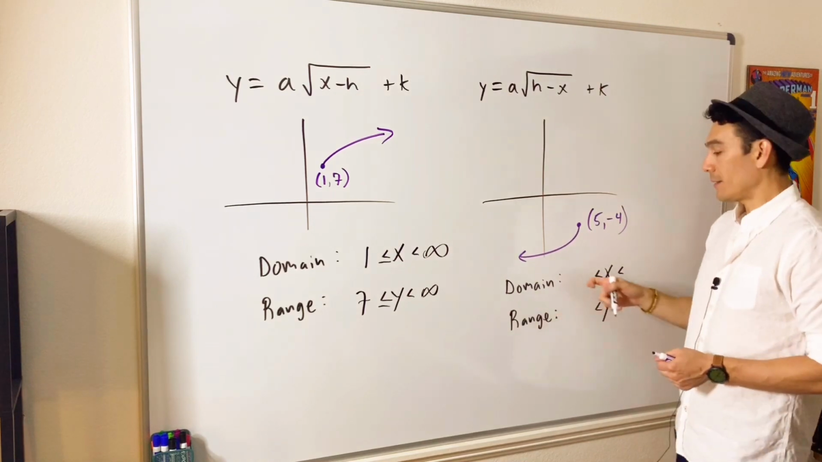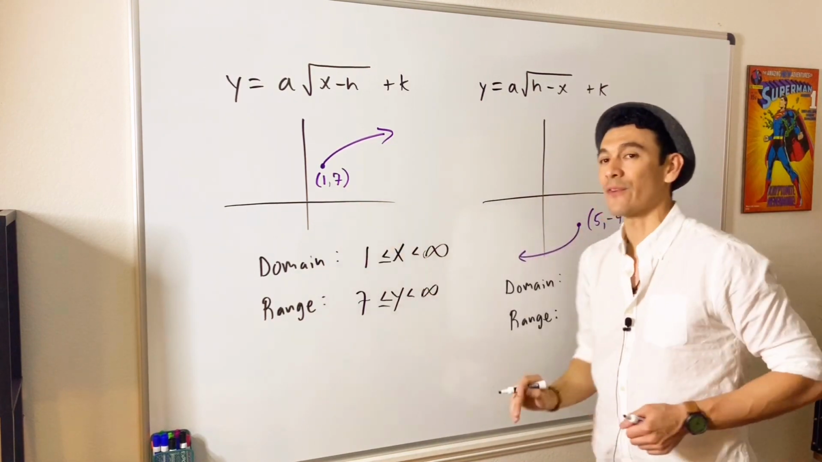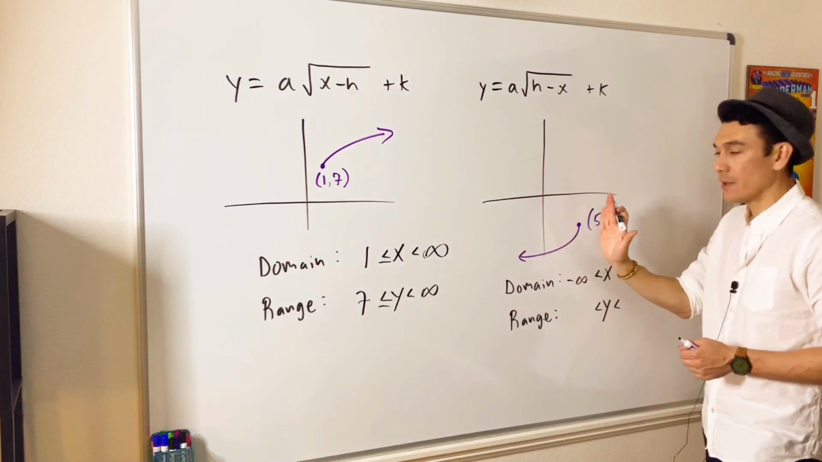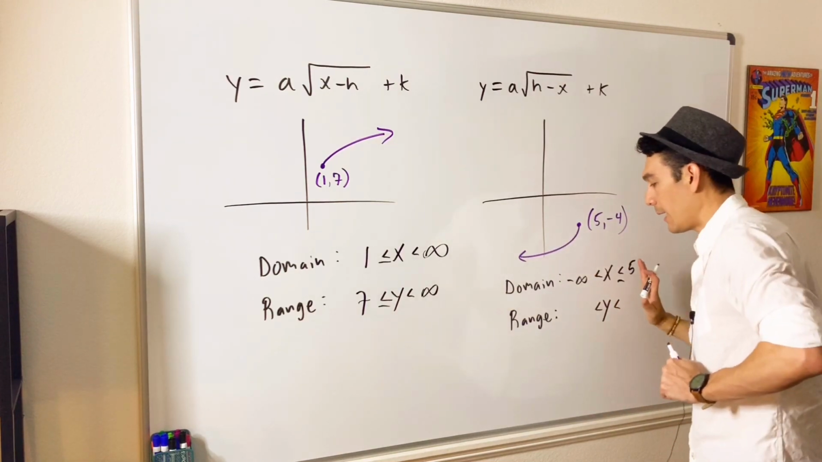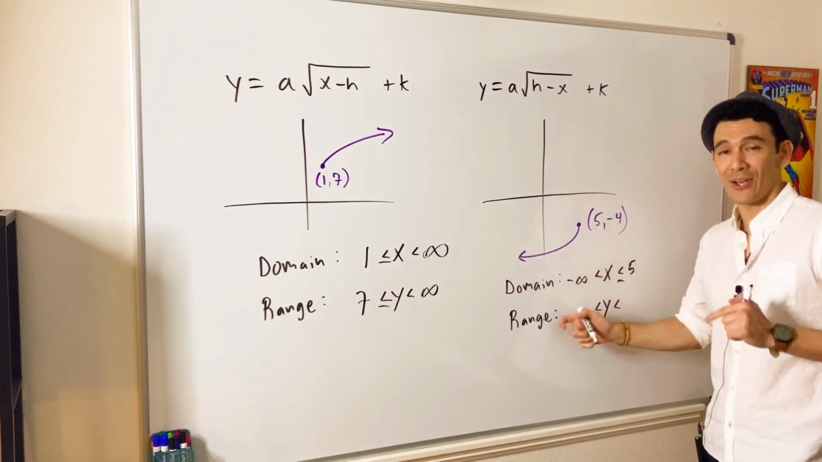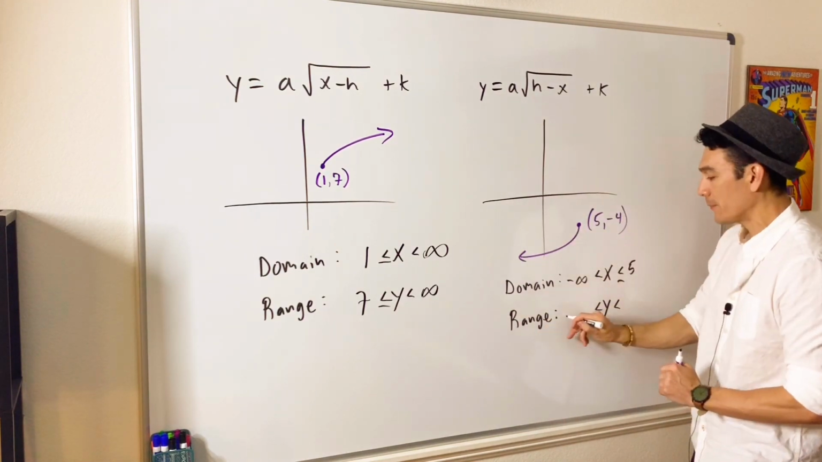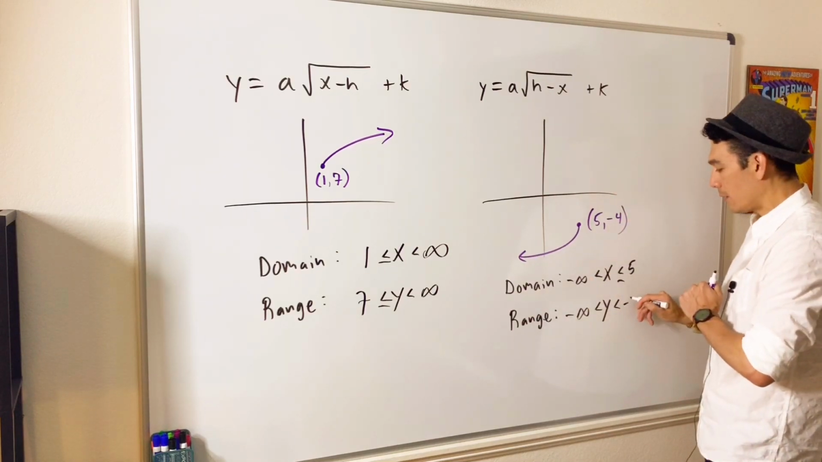Let's try this one here. The domain, left to right. How far left does this picture go? It goes to the left forever. That would be -infinity. And how far to the right does it go to? It goes to 5 with equality. How far low to high? The range is lowest to highest. What's the lowest y-coordinate? It goes down forever. What's the highest y-coordinate? -4 with equality.